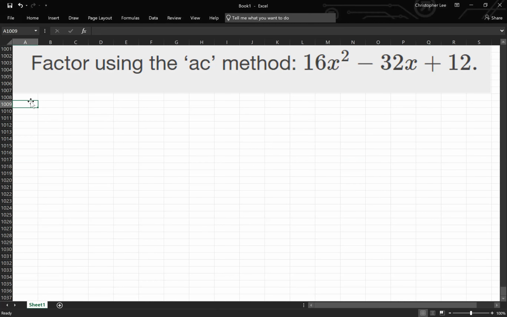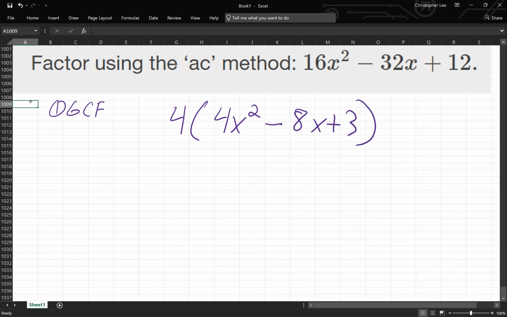All right, let's take a look. What should I do first? Okay, and what's the greatest common factor here? You said 4, very good. And what's left over? Very good. Plus 3, very good. All right.